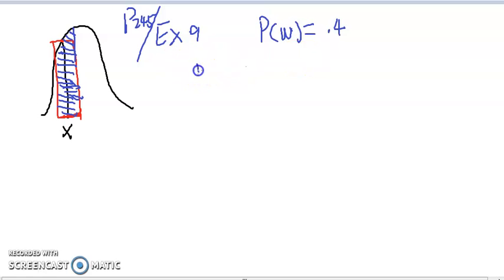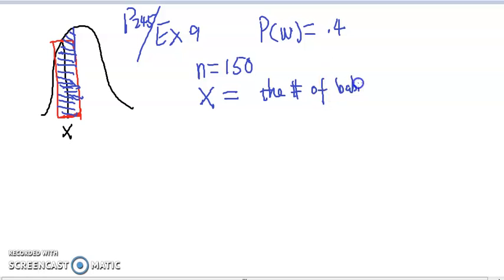So now we have a sample size of 150 babies. Suppose, say, in a random sample selected from Ohio, we have 150 babies randomly selected. We have a variable x, which means the number of babies watching TV regularly.